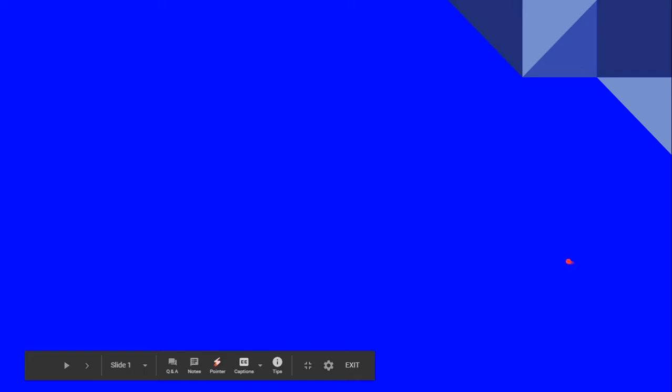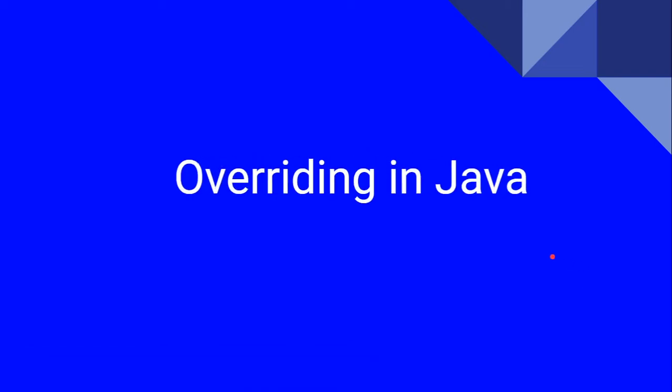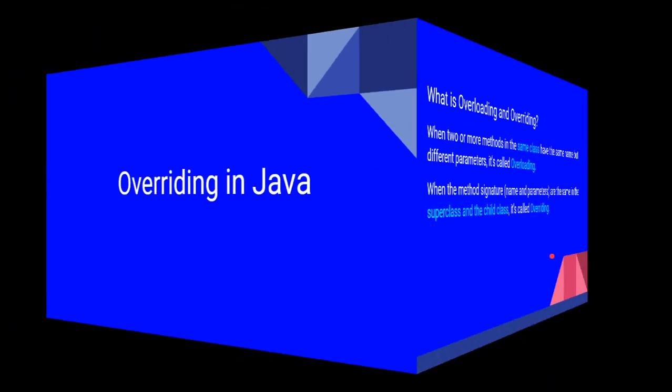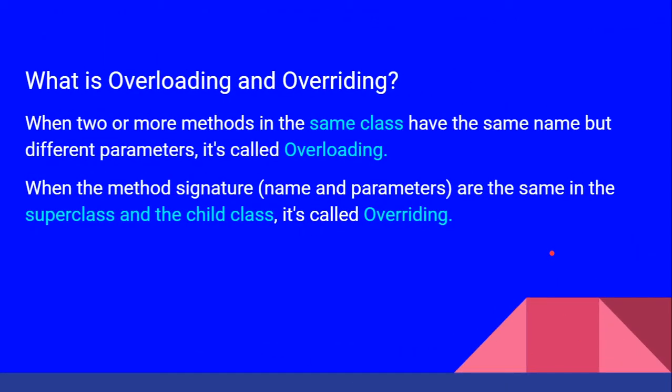Hello everyone, in this video we are going to see about overriding in Java. We have already seen what overloading in Java is. Method overloading is the process of giving different parameters, a different number of parameters, or different types of parameters to the same method name. That is called method overloading.